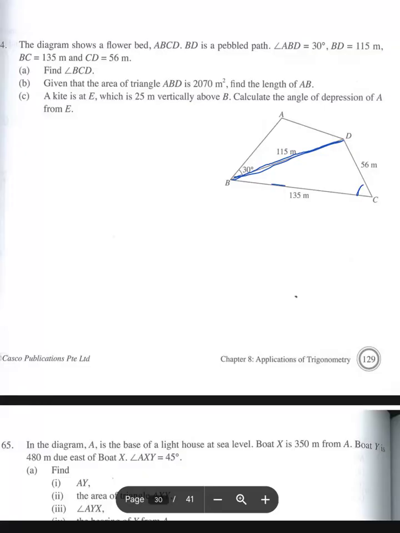Okay, so you look at this triangle, same thing, you see three sides. 1, 2, 3. You want to find an angle, use the cosine rule. Okay, so just write out the formula. 115 squared equals 135 squared plus 56 squared minus 2 times 135 times 56 cosine angle BCD.